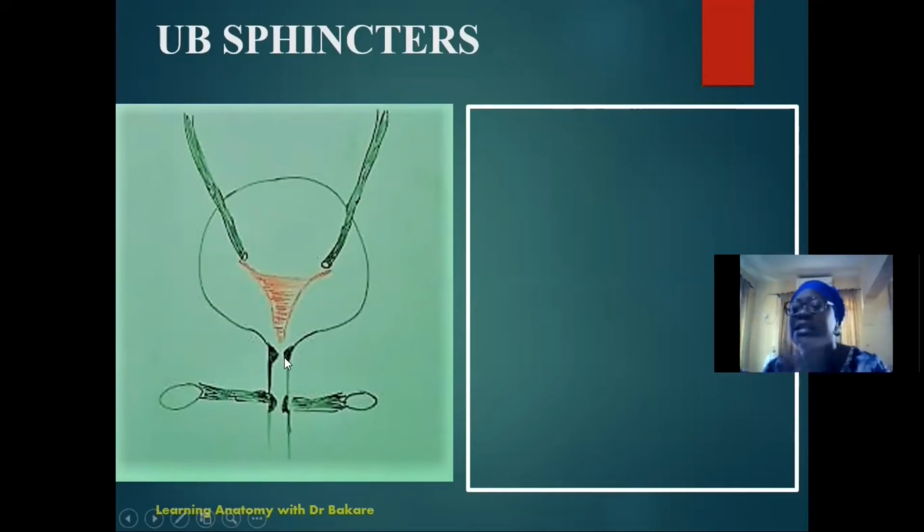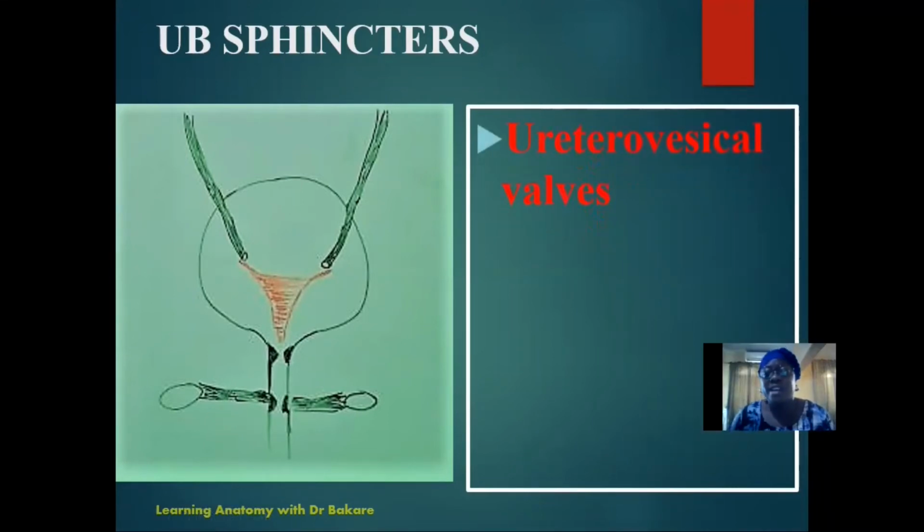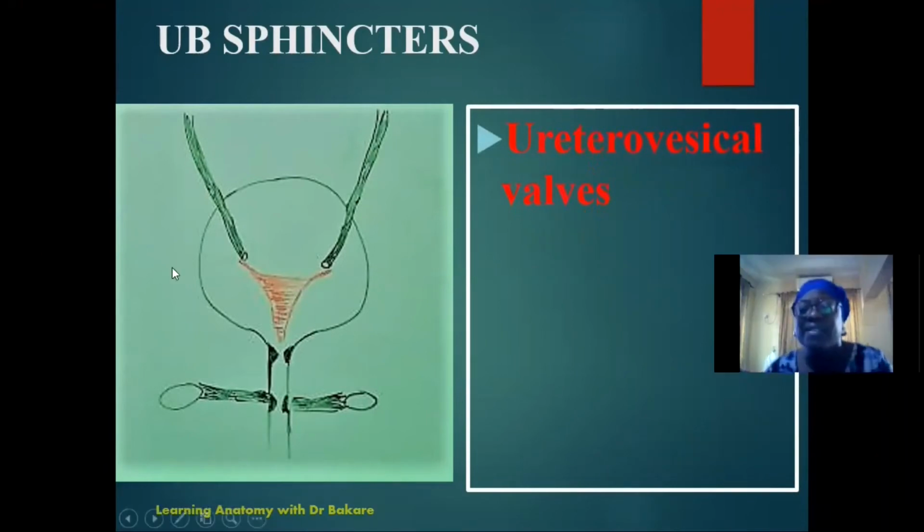So let's look at the two major sphincters that we have around the urinary bladder. The first one is the ureterovesical valves. These valves prevent the backflow of urine from the urinary bladder back into the ureter. So a valve is created around this region that helps to prevent the backflow of urine into the ureter. So we have one at this region, we have another valve at this region.